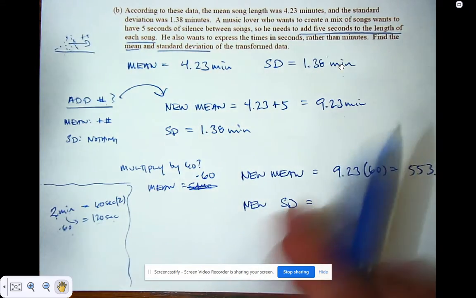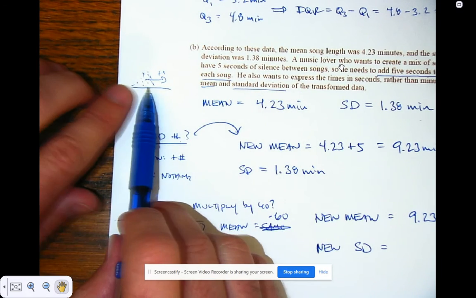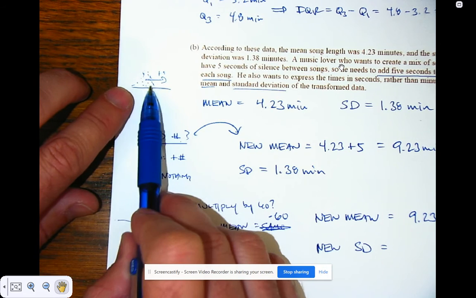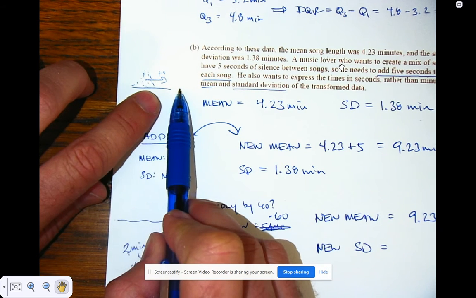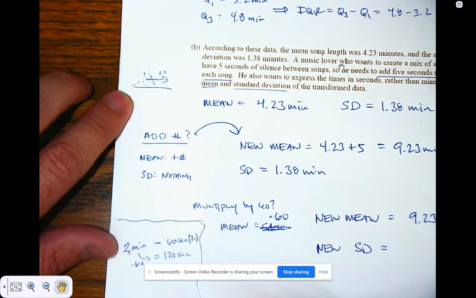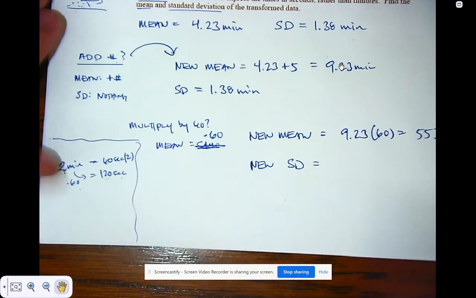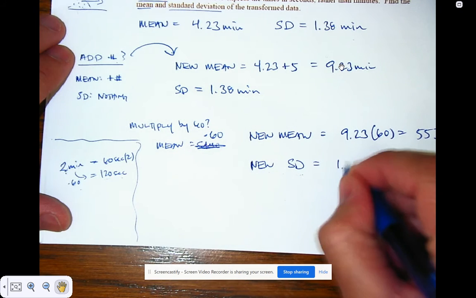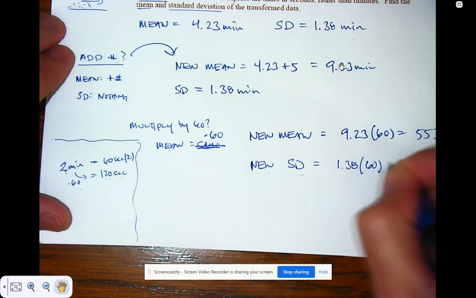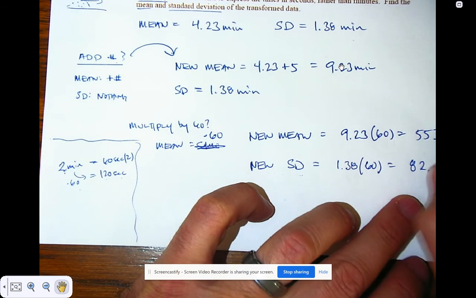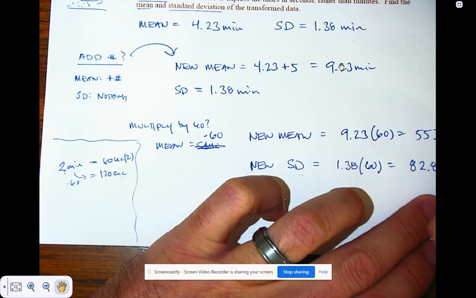Well, when you multiply data, it's definitely going to change. It's all going to spread out. It's not like you're doing the same thing to everything, right? You're taking every number and adding 5. That just shifts it over. But when you multiply 10 by 60, you get 600. When you multiply 15 by 60, you get a much bigger number. So your spread gets changed. And again, that goes back to the notes on that section. Multiplying will change both the mean and the standard deviation. So you'd say 1.38 times 60, and you get 82.8 seconds.